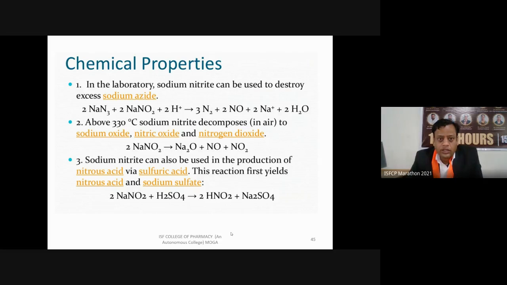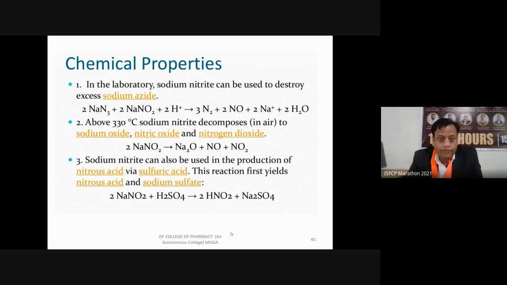Now the chemical properties. In the laboratory, sodium nitrite can be used to destroy excess sodium azide. Sodium azide, NaN3, can be treated with sodium nitrite in the presence of acid. Then it releases nitrogen, nitric oxide, sodium ion, and water. That is the reaction you can see here, how the sodium azide reacts with sodium nitrite and releases nitrogen gas.